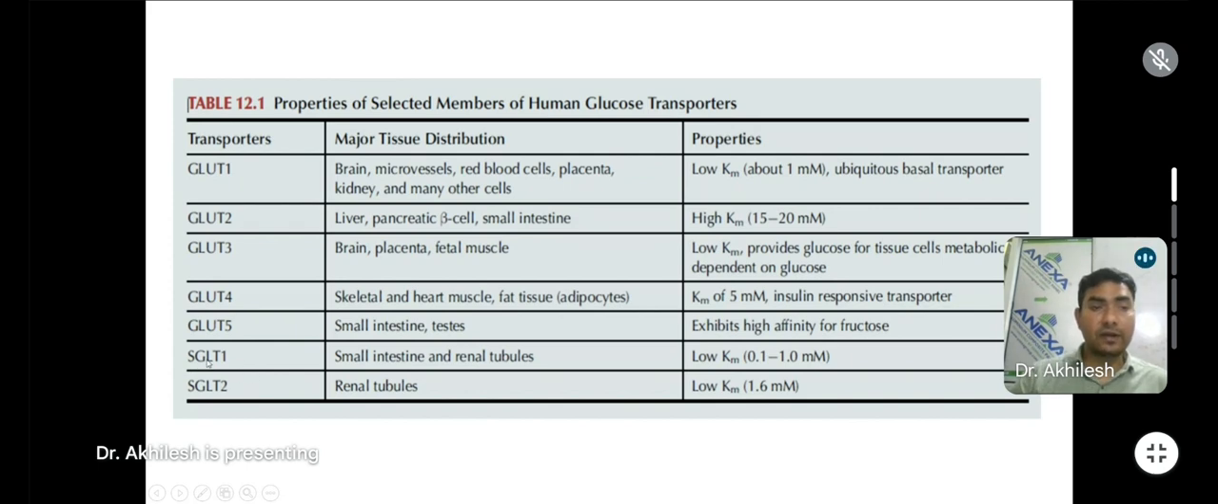Apart from these, we have different types of GLUTs, which are modulated or have variants in the small intestine and the kidney tubule as well.